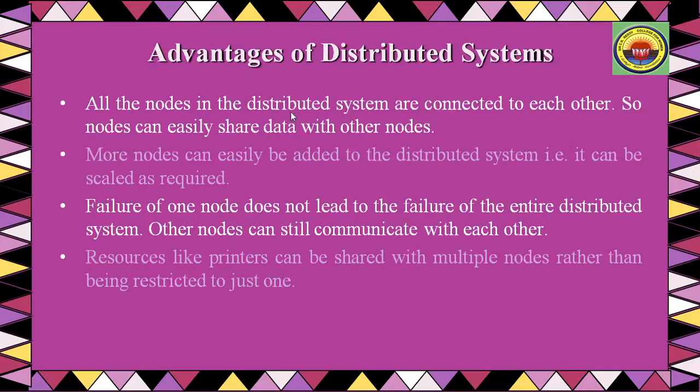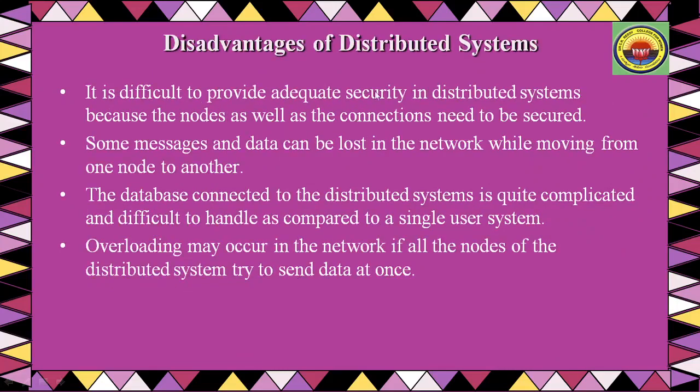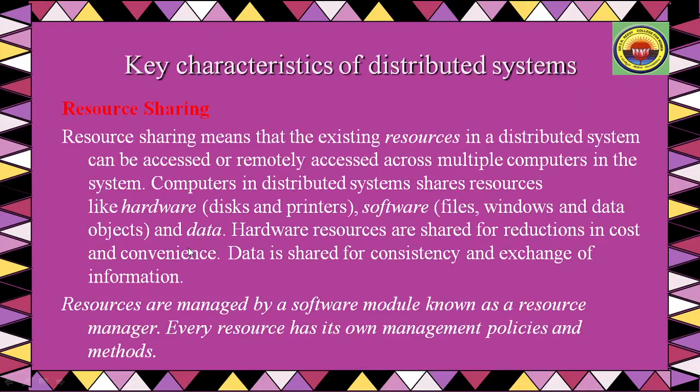So the advantages are: we can easily share data, we can scale as and when required, failure of one node will not affect the communication system, and resource sharing is also possible. Disadvantages are: adequate security is hard to provide, messages may be lost, the database connected to the distributed systems is somewhat complicated to handle, and sometimes overload may happen.